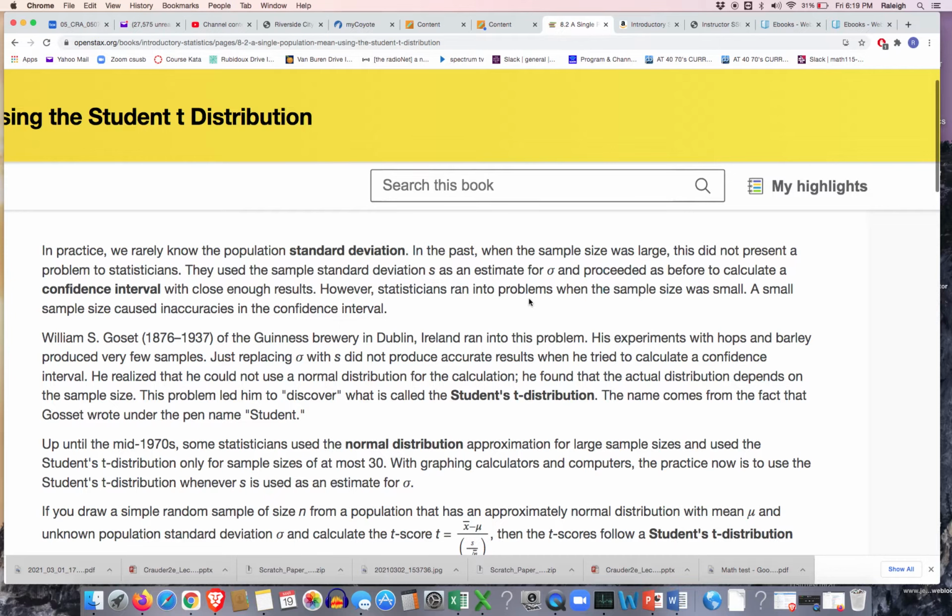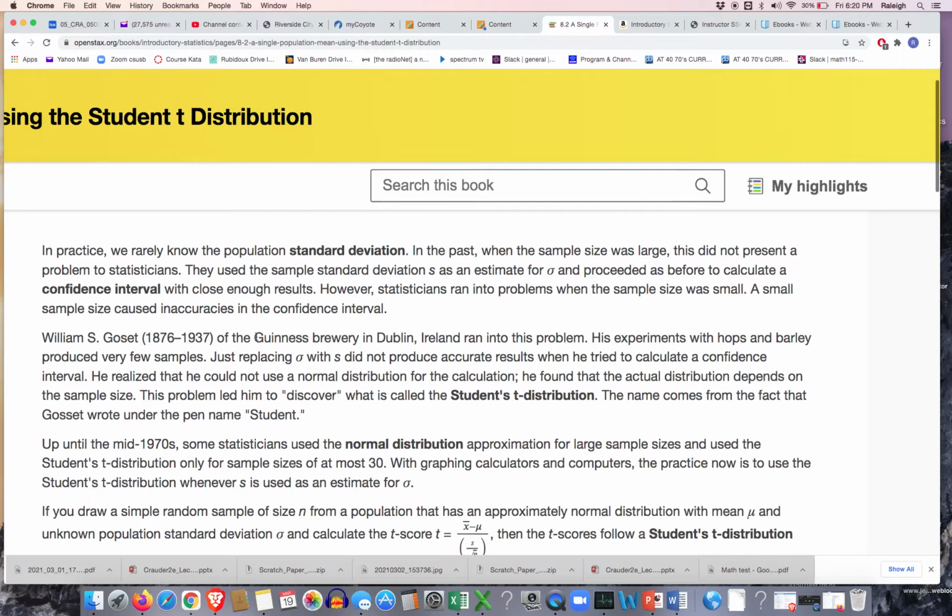But problems resulted when the sample size was small. Our other book says that as long as it's greater than 30, it's approximately the same, and that's sort of an old school way of teaching. But because of the advent of calculators, T is used virtually every time when you have S. So T is starting to take over, at least in this mode, as far as the mean distribution. Now, we have a story about William Gossett of the Guinness Brewery in Dublin.